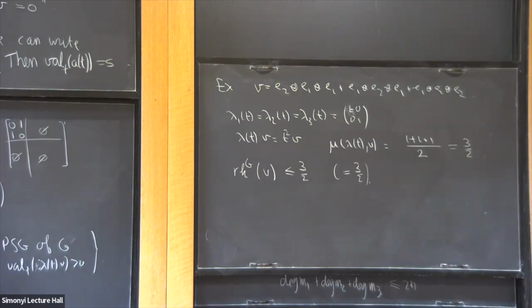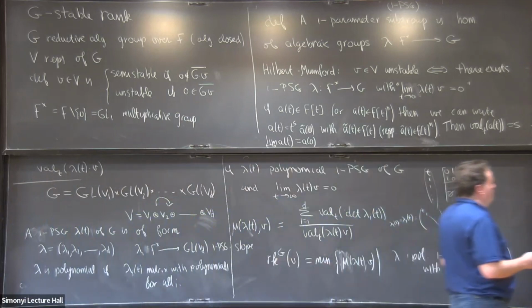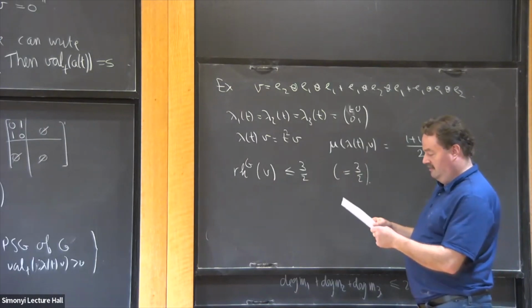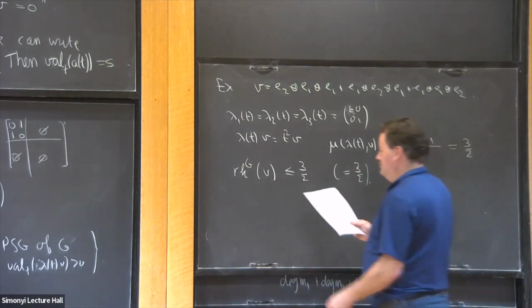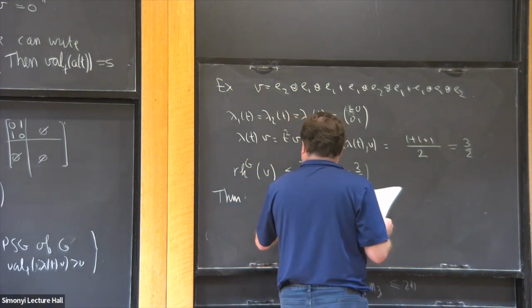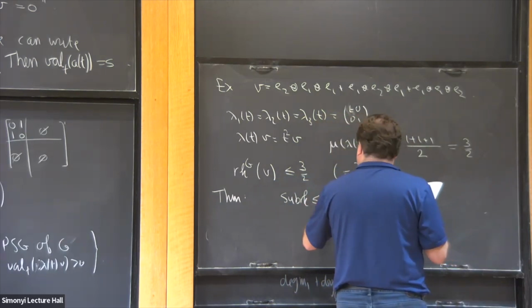Are there tensors that have G-stable rank strictly between 1 and 3 over 2? No, I don't think so. The 3 over 2 is the smallest that's bigger than 1. Right? Because we know actually we have to have the following things. The subrank is still less than or equal to the G-stable rank.